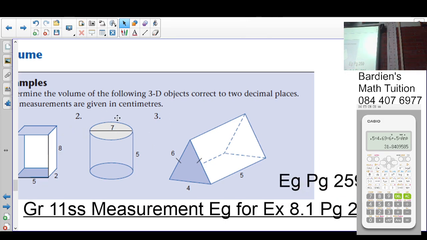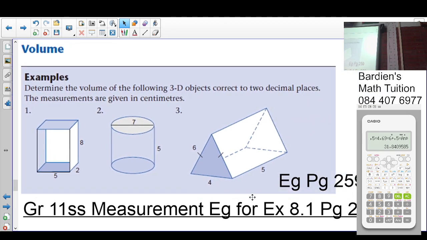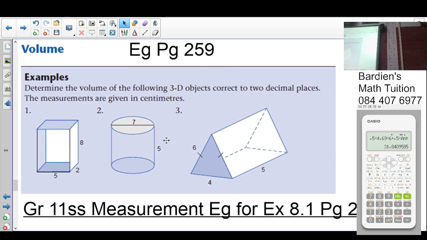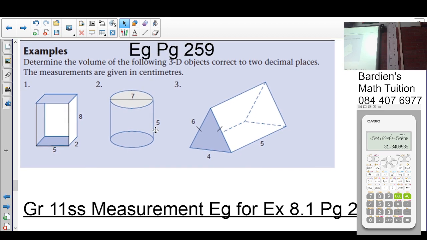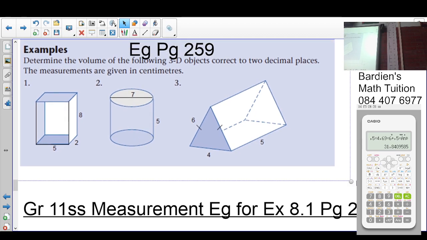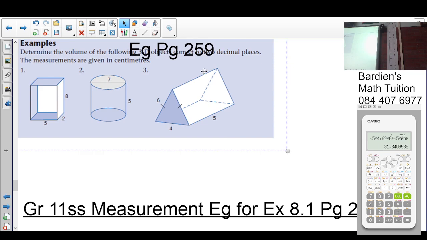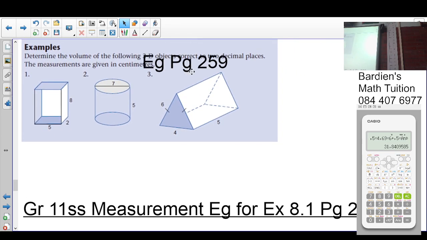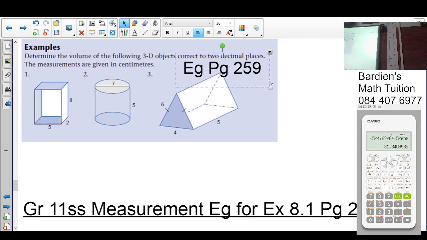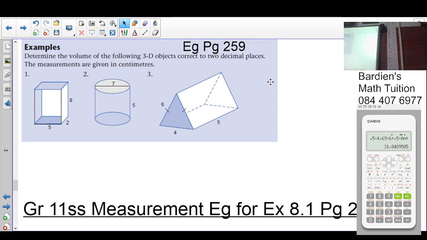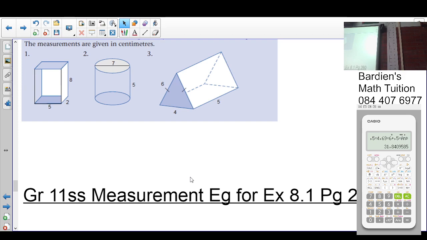Let's look at this here quickly. We are talking about volume. We are on page 259. We are asked, determine the volume of the following 3D objects correct to two decimal places. The measurements are given in centimeters. So let's look at number one.